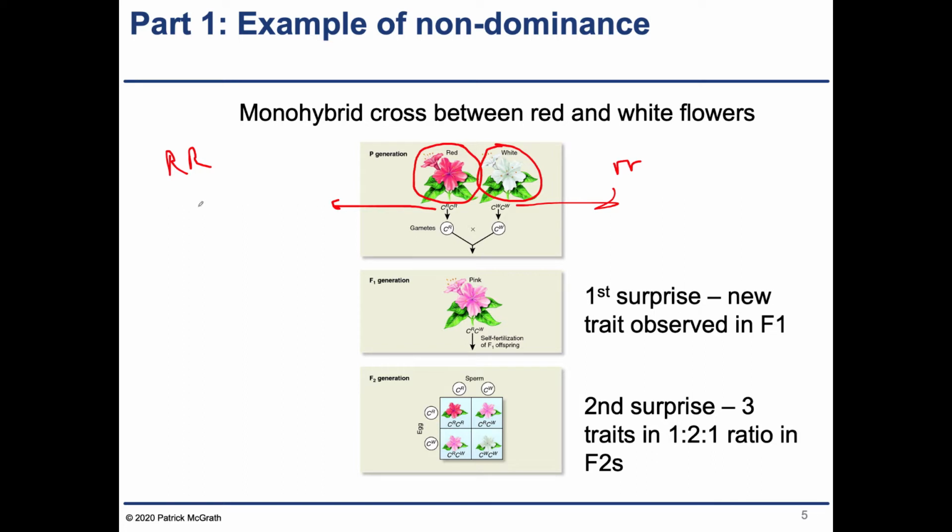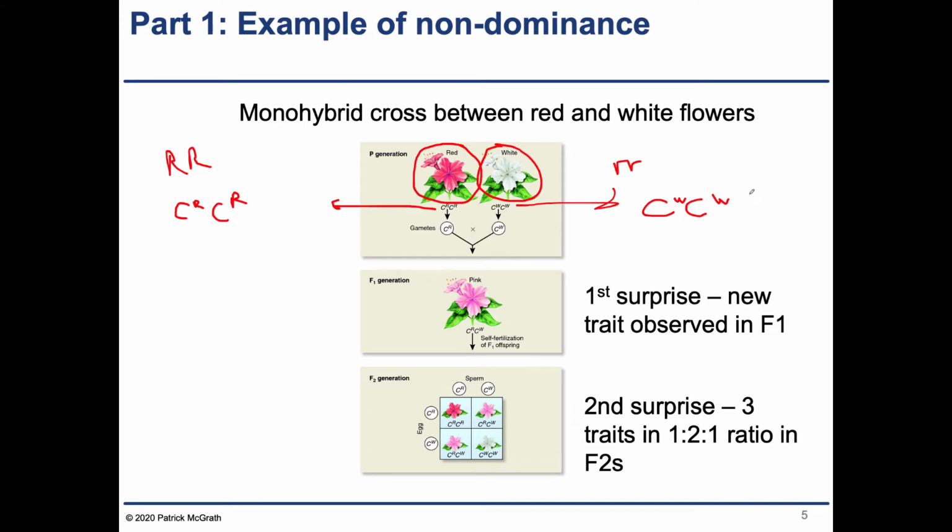So instead, we're going to use a different naming system. We're going to name the alleles CR and CW. Again, the flowers are diploid, so they carry two alleles and they breed true, so they're homozygous. So this red flower has both alleles that are CR, and this white flower has both alleles that are CW.